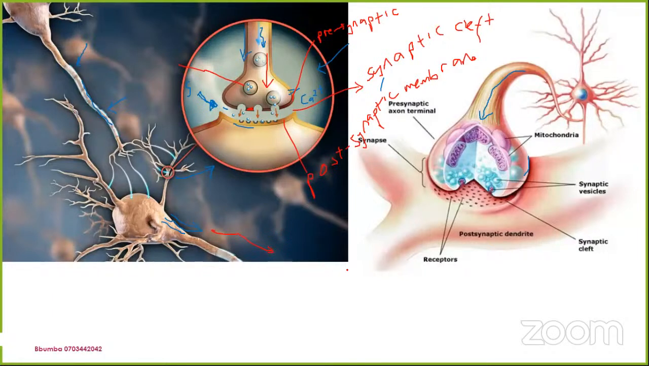Let me repeat. Step 1, impulse arrives. Step 2, calcium enters the synaptic knob. Step 3, synaptic vesicle fuses with the presynaptic membrane. Step 4, neurotransmitter is poured into the synapse. Step 5, neurotransmitter attaches on the postsynaptic membrane. Step 6, the postsynaptic membrane generates an impulse. I hope that is very clear.